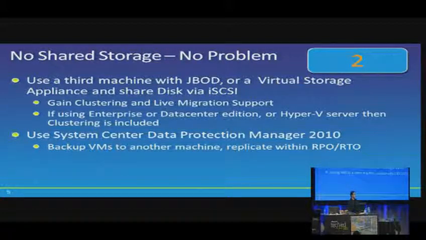Now if you can't afford or don't have that third machine or don't want to put the data inside of a virtual storage appliance, you can easily gain availability. It wouldn't be high availability, but higher availability by using tools like Data Protection Manager, where I have a VM that's stored on one box and I back it up to the other box so that I can restore it on that box and bring it up if I need to.